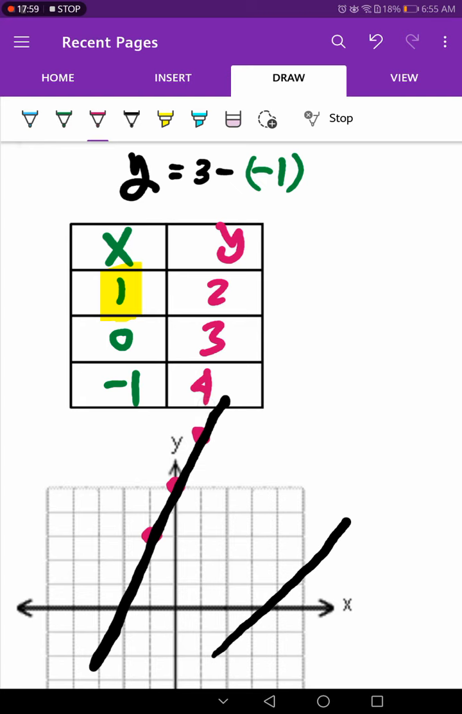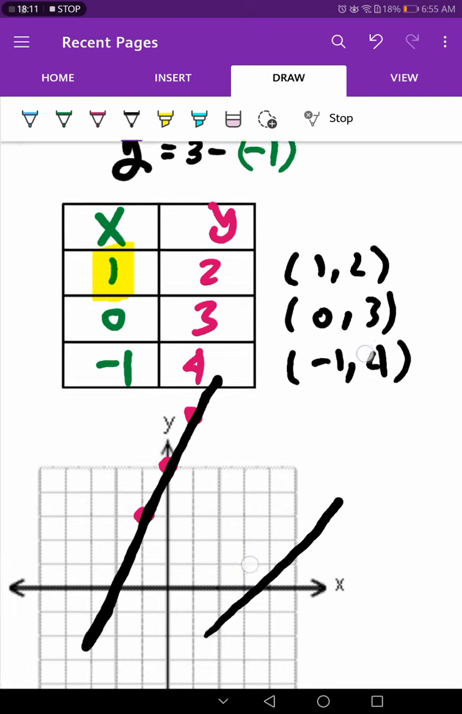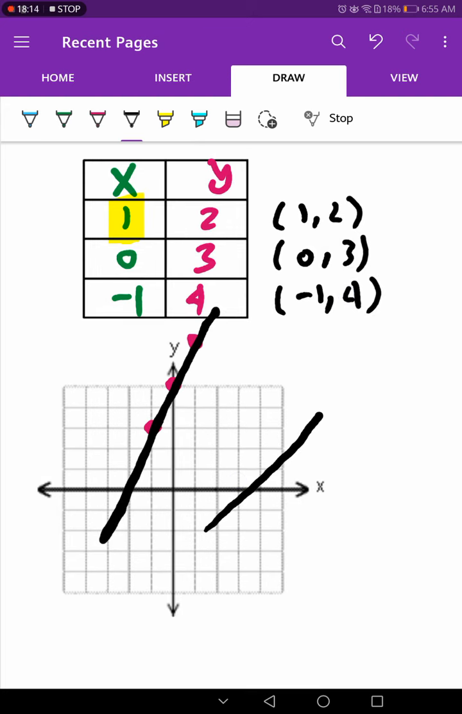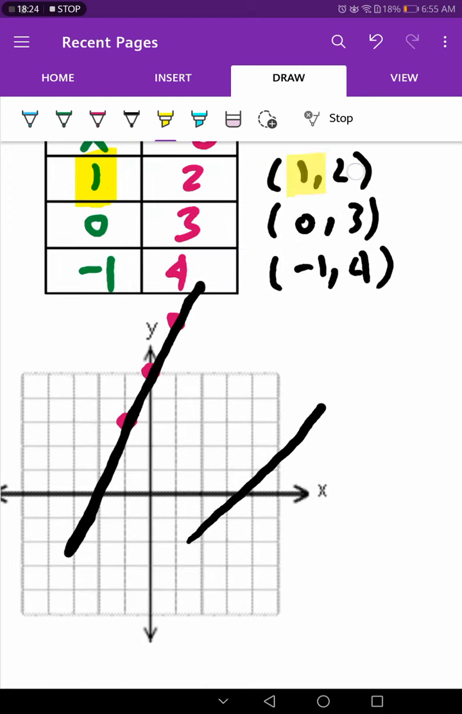Great. Now, the three ordered pairs, the first one is 1 and 2. The second one is 0 and 3. And this is -1 and 4. Okay, let us draw it. We are here, my dear student. 1 to the right, 2 up. So we are here. We are done.